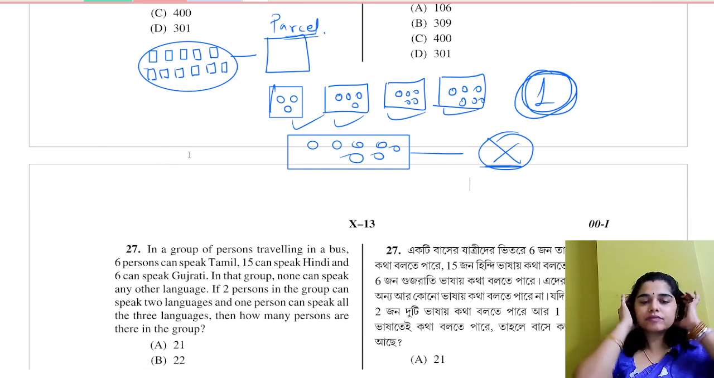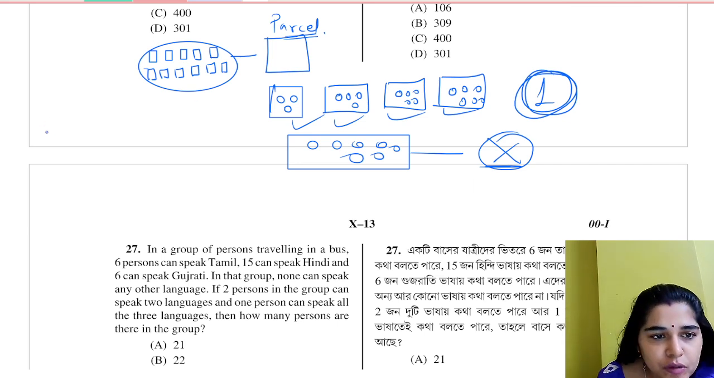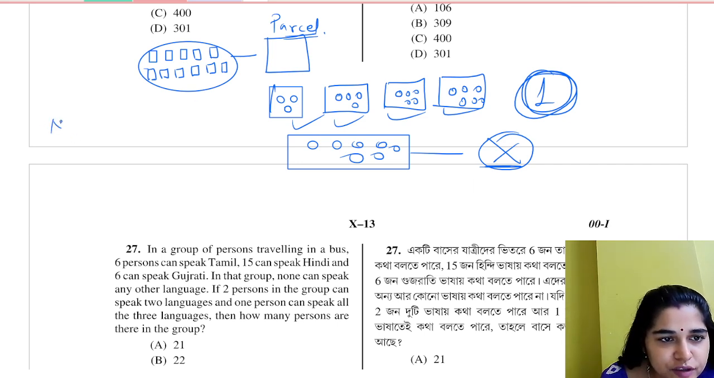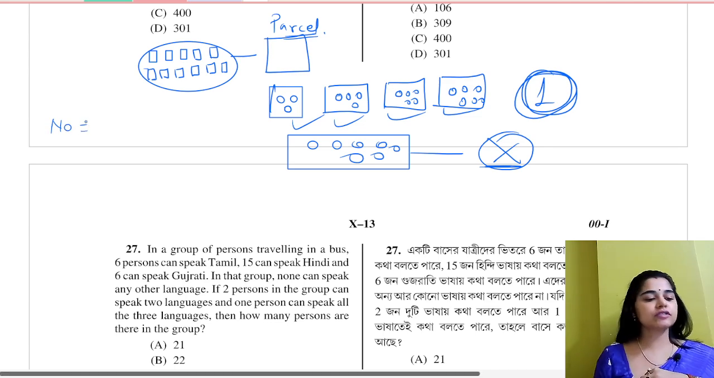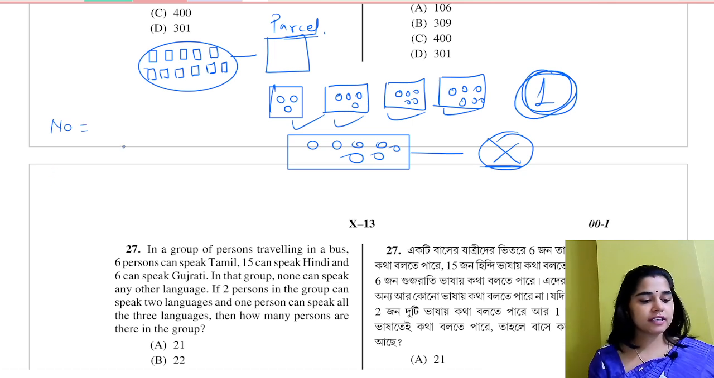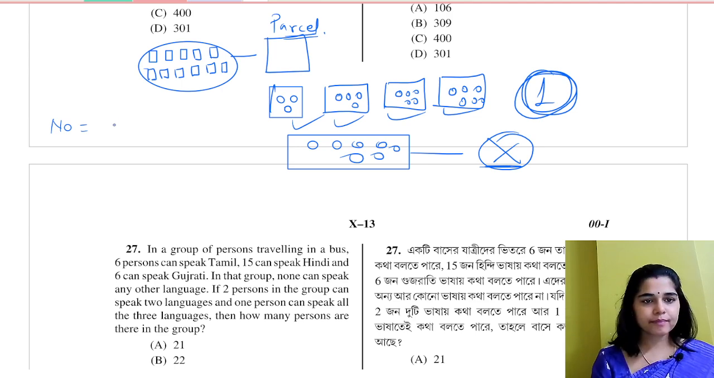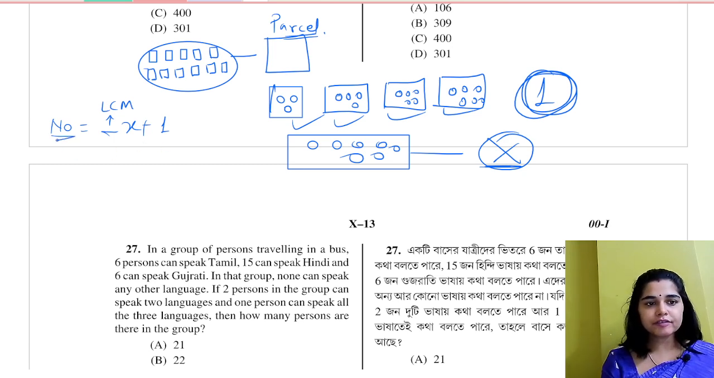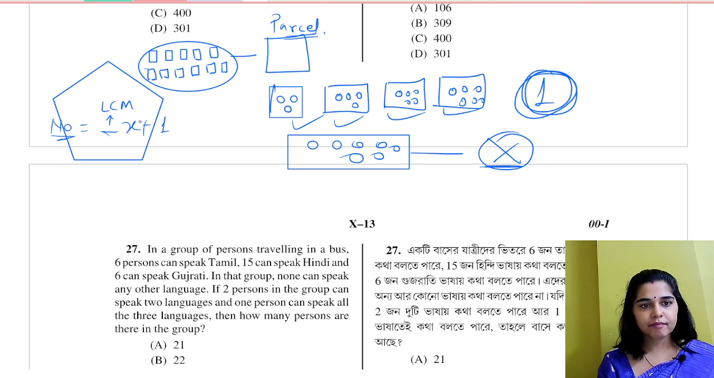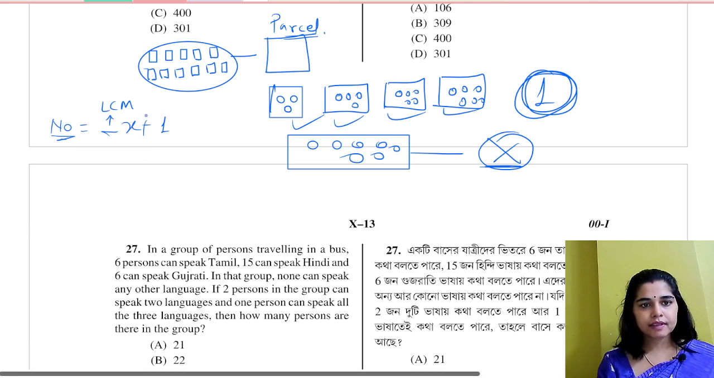So what is the formula for this question? If you are going to find the number, the formula of the number is something times x plus n, and something will be the LCM, plus 1. This is the formula of the number.